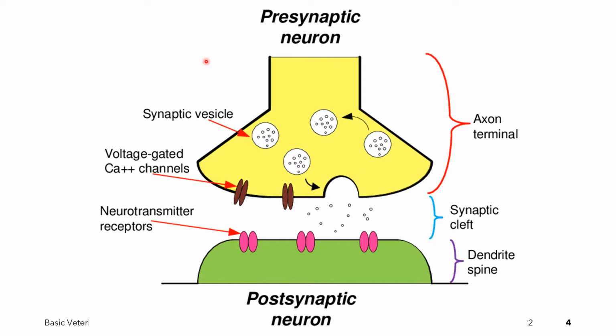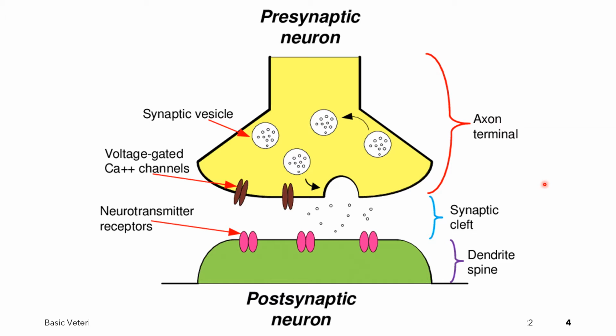So the part of the neuron that contains the neurotransmitter is known as the axon terminal. We also have here the presence of the voltage-gated calcium ion channels. And in the postsynaptic neuron, we also have the presence of the receptors of the neurotransmitters.